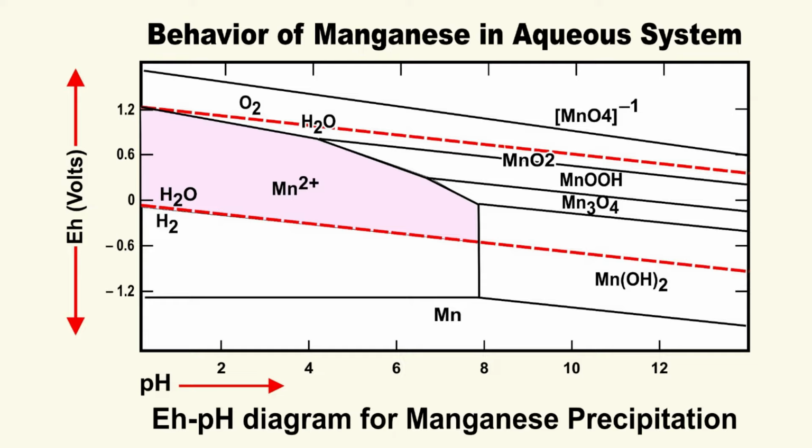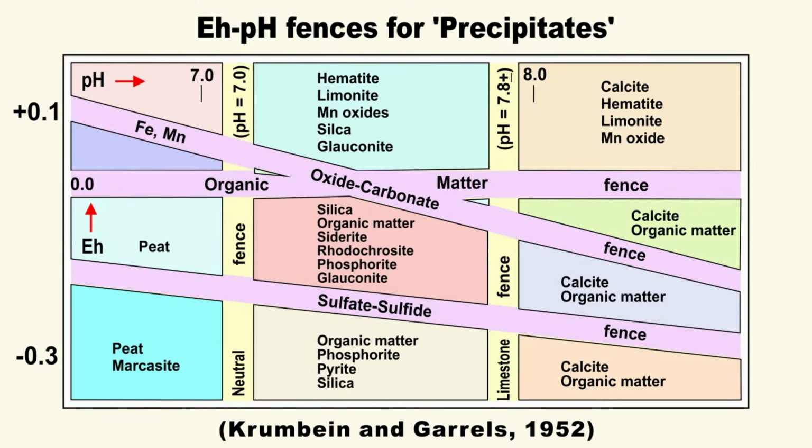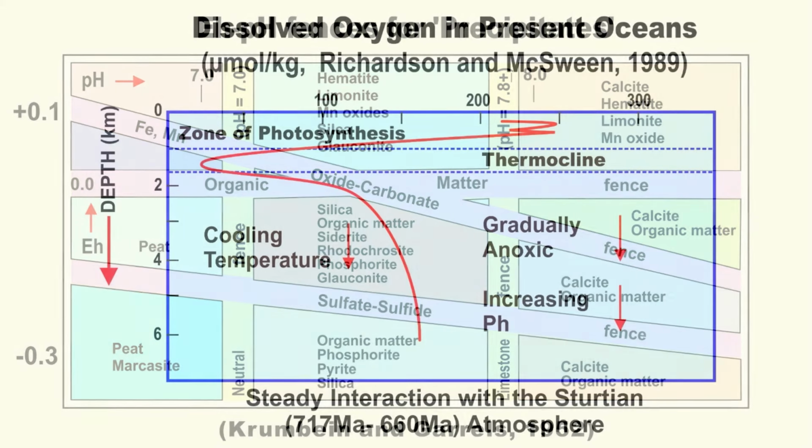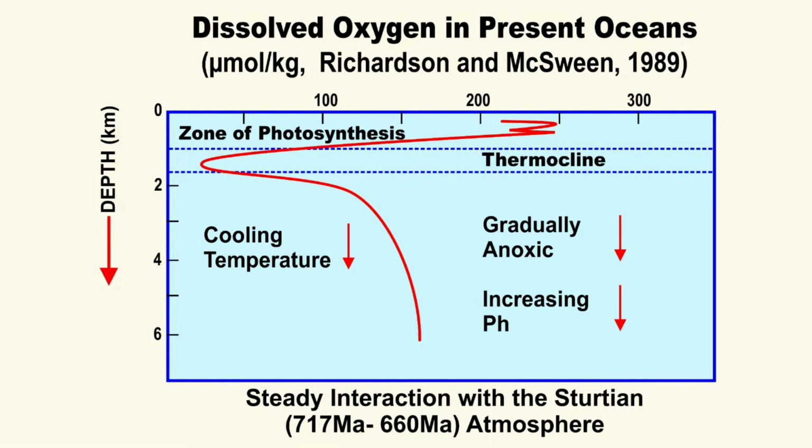We have also learned in a previous episode that these precipitates have been shown in groups that have common fences of Eh-pH during precipitation. It is depicted by Krumbein and Garrels in 1952. For Fe, Mn, and Si, the fence happens to be common between 7 and 8 for precipitation, and the process is accomplished in the shallow oxidation zones of oceans, say above the thermocline.